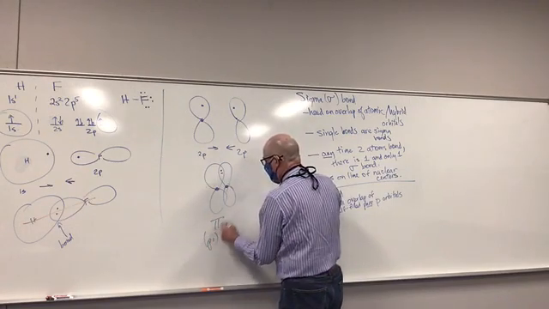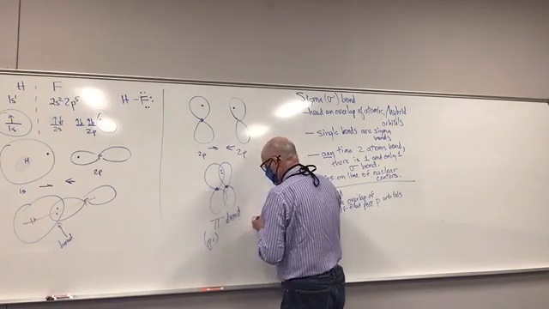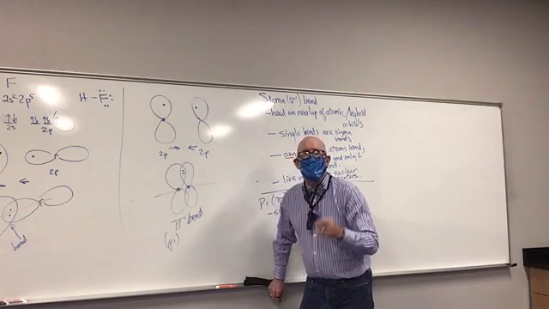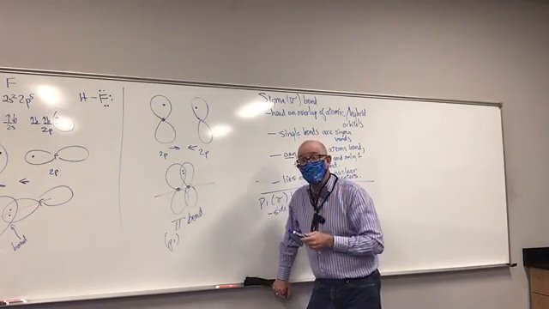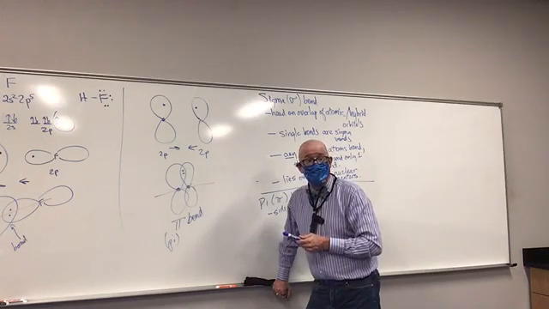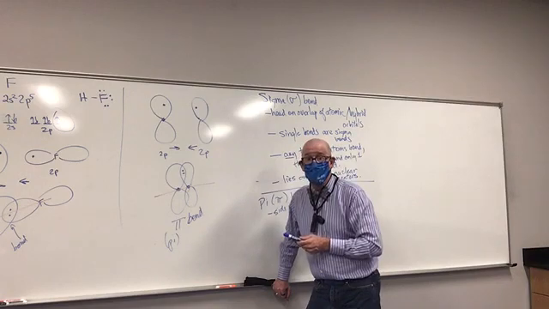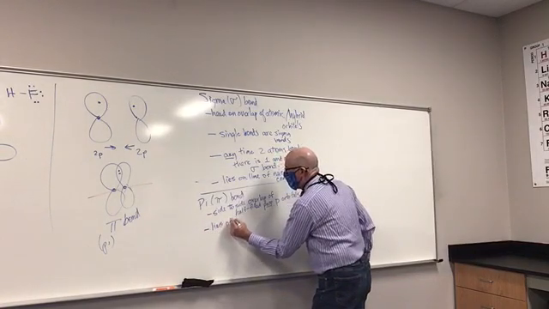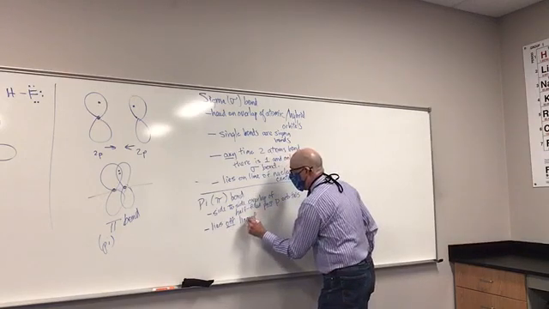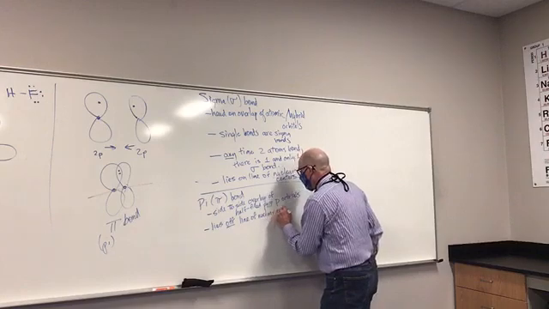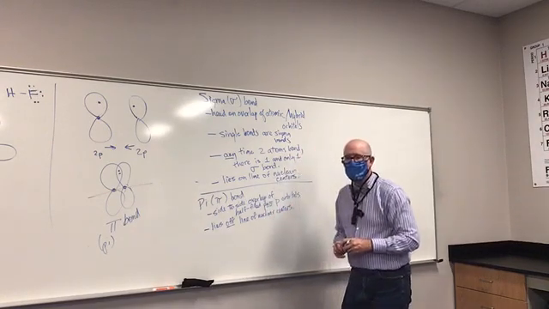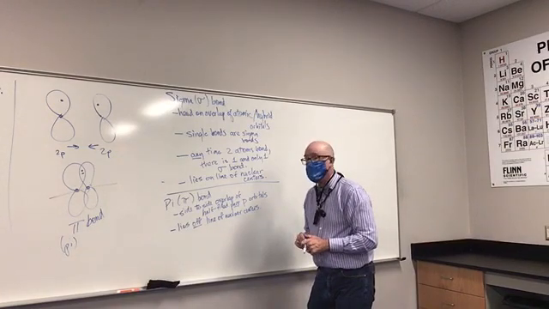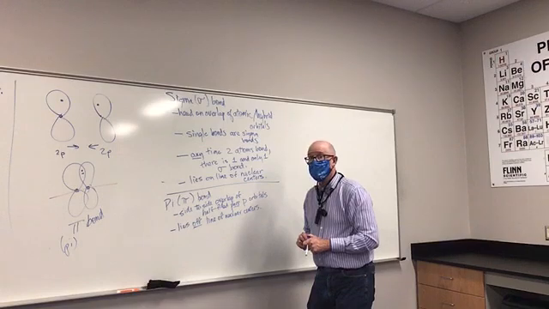And this is a pi bond. It's side-to-side overlap. Hey, where is the bond? It's not directly between the nuclei, is it? If I draw a line from nucleus to nucleus, does it go through the shared space? No. So a pi bond lies off the line of nuclear centers. Okay.